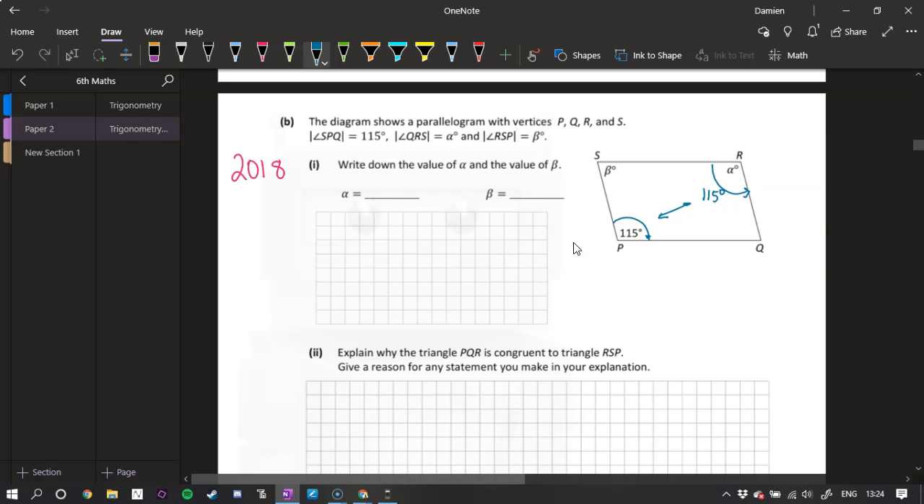So beta is next. These two together, 115 and beta, must add up to give 180 degrees. So if two of them have got to add up to give 180 degrees, then beta is going to be 65 degrees. So alpha there is 115 degrees, and beta is going to be equal to 65 degrees. If you wanted to put your workings in here, for beta it would be 180 degrees minus 115 degrees.